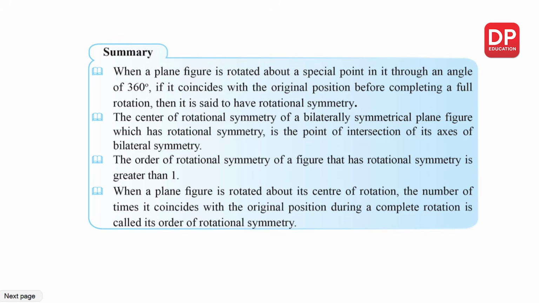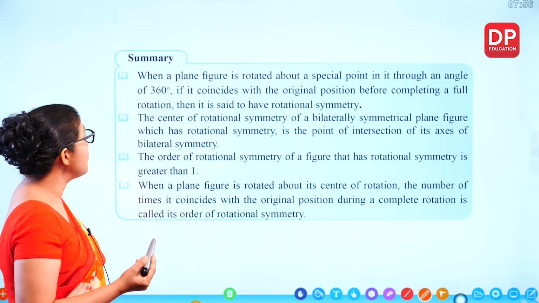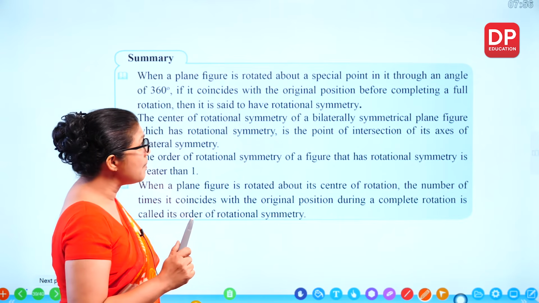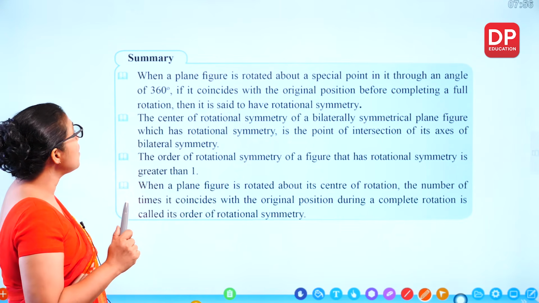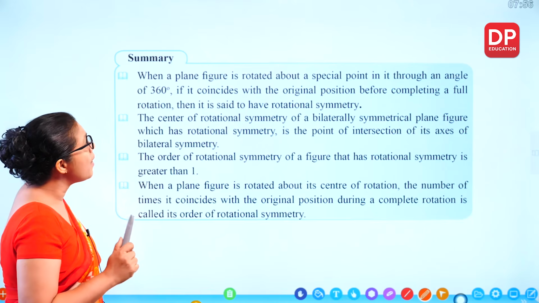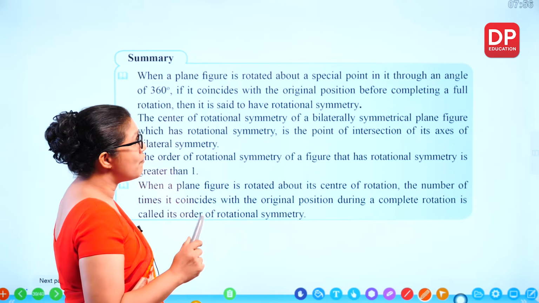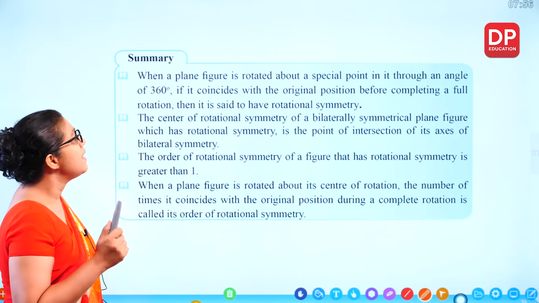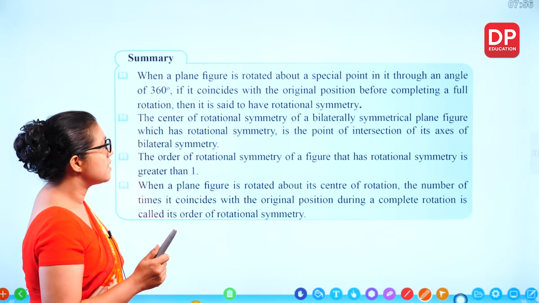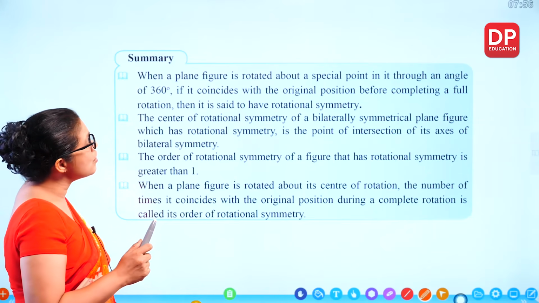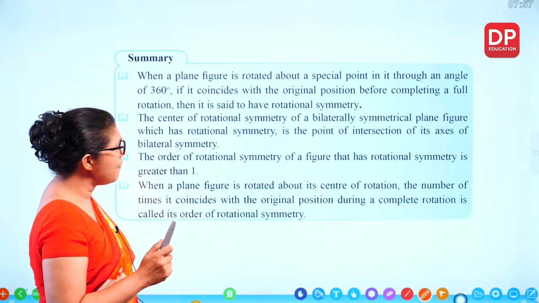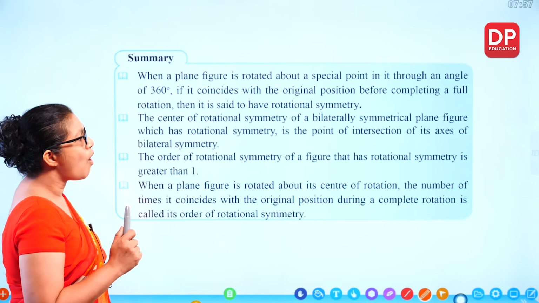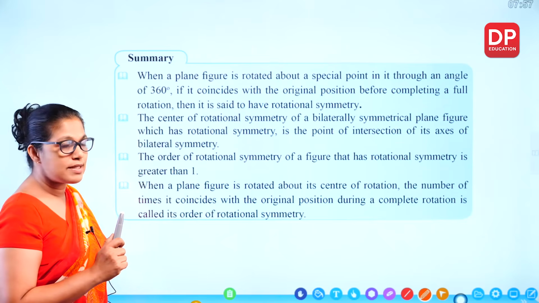So we covered all the theory related to symmetry, bilateral symmetry and rotational symmetry. When a plane figure is rotated about a special point in it through an angle of 360, if it coincides with the original position before completing a full rotation, then it is said to have rotational symmetry. The center of rotational symmetry of a bilaterally symmetrical plane figure which has rotational symmetry is the point of intersection of its axes of bilateral symmetry.